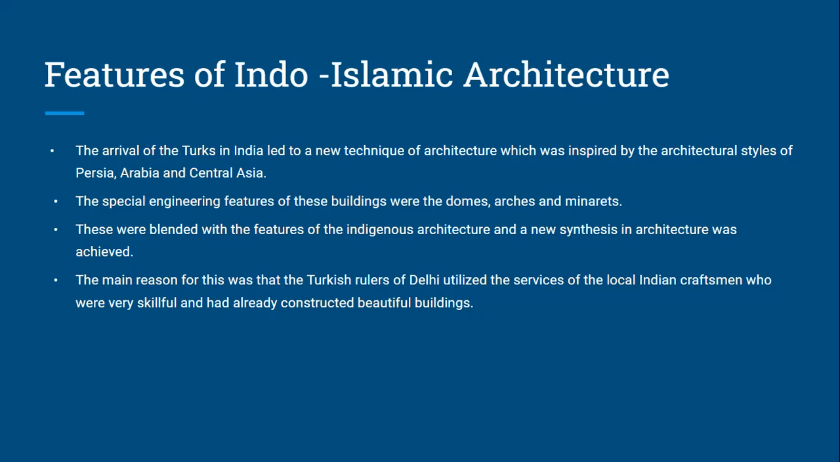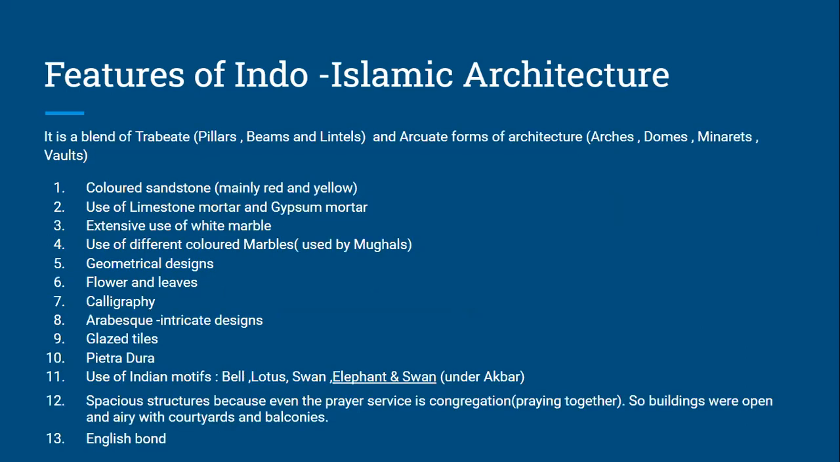Now, the main reason for this synthesis was that the Turkish rulers utilized the services of local Indian craftsmen. Since local Indian craftsmen were employed in the making of these buildings, as a result we find an amalgamation of Indian architectural forms also in this, and that gave a blended form of a new architecture, that is Indo-Islamic architecture.